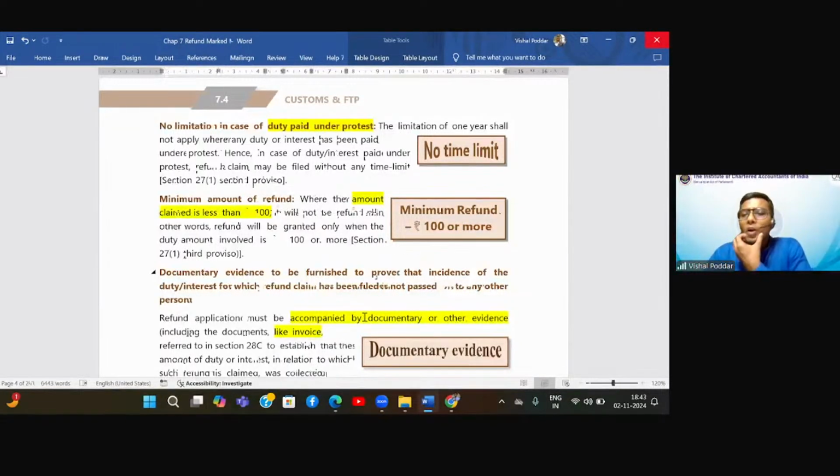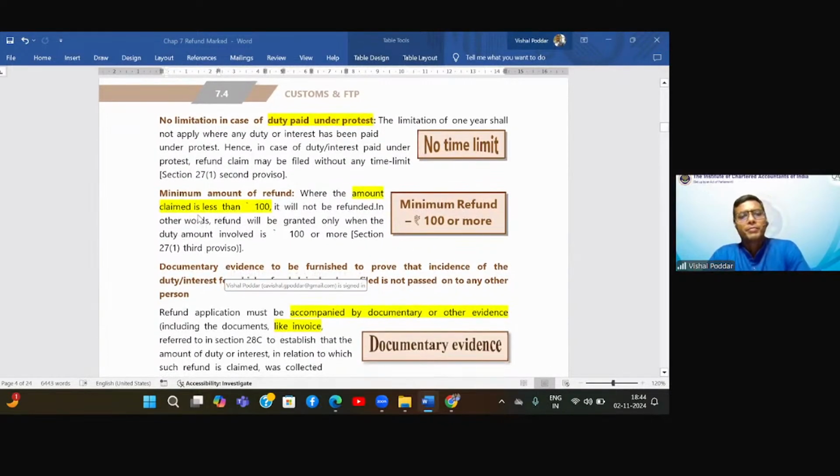Anybody else has any doubts or questions, please feel free to ask. Anything relating to time limit, these special scenarios in time limit. Yes, Vignesh, you are very quiet today. Normally you have good questions. Mamta. Okay, Vignesh says no doubt. Hemant says no doubt. Okay, let us proceed then.